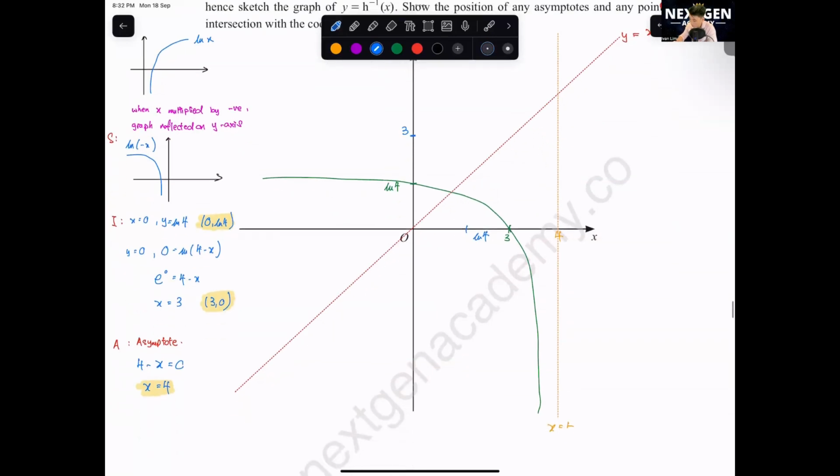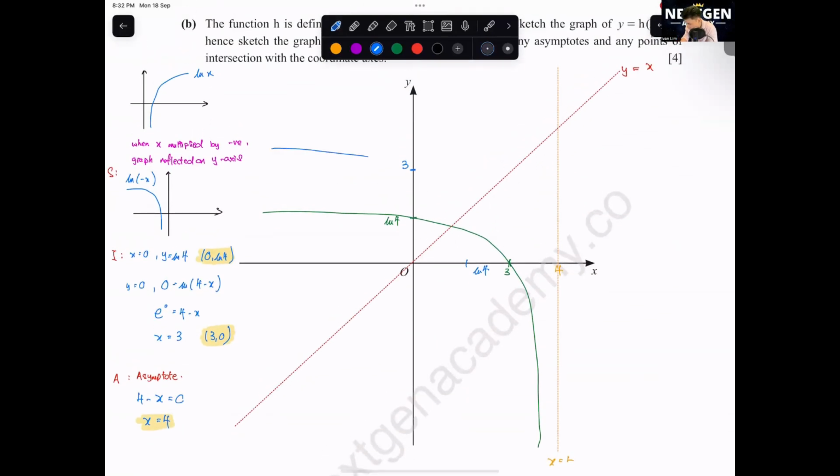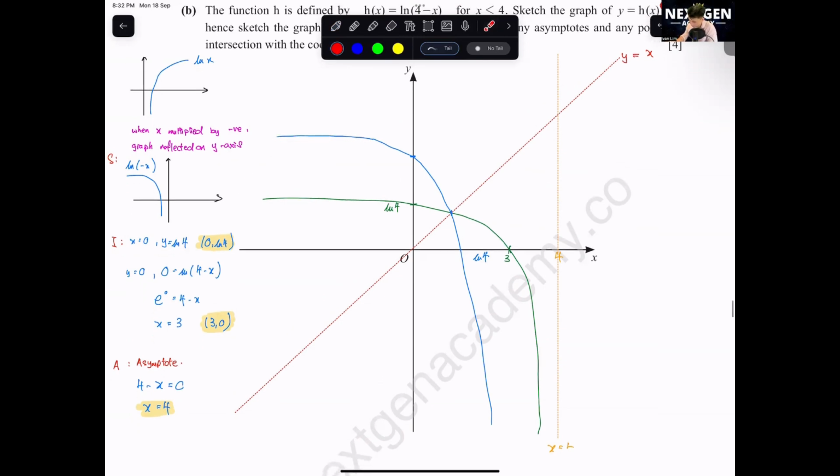We will do it like this. Wait, you see, I need to adjust it a little bit. So I need to intersect here. That's the main thing. So something like this. You keep on adjusting. Don't go down, this one don't go down. Why it goes almost straight is because of the asymptote. So this one will be my h inverse x graph.